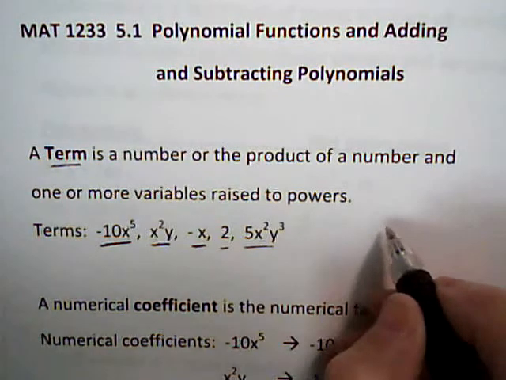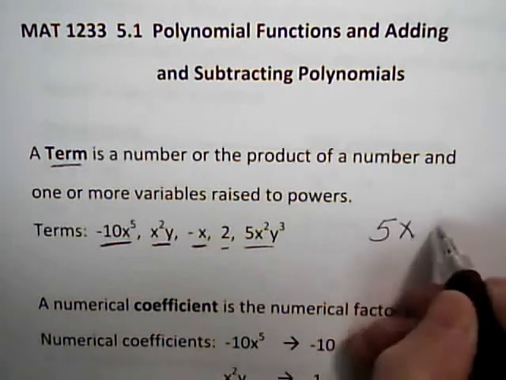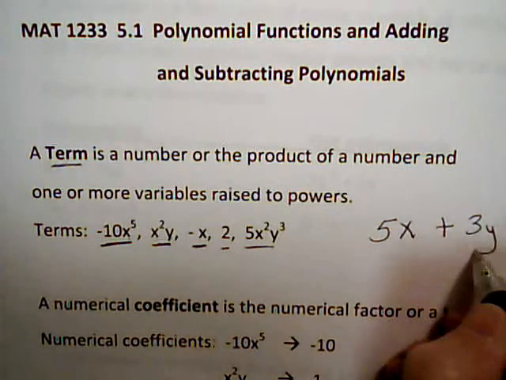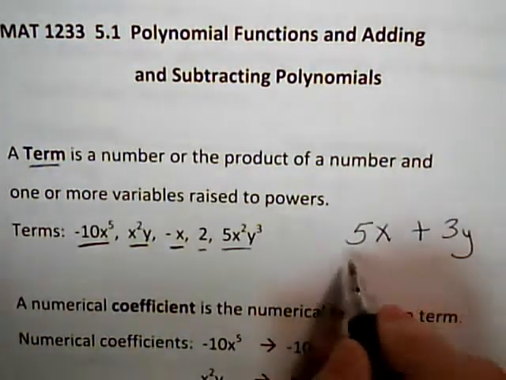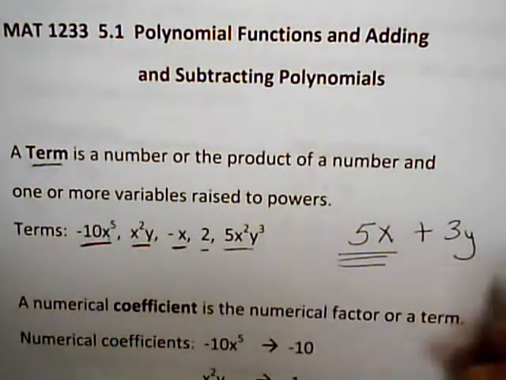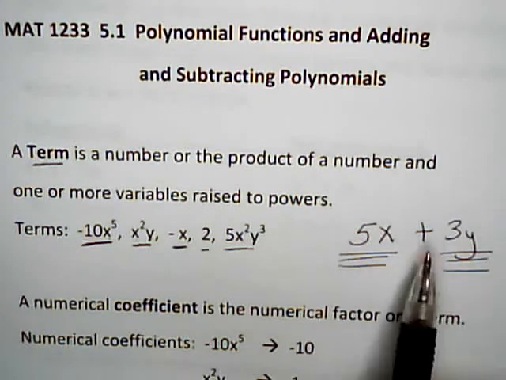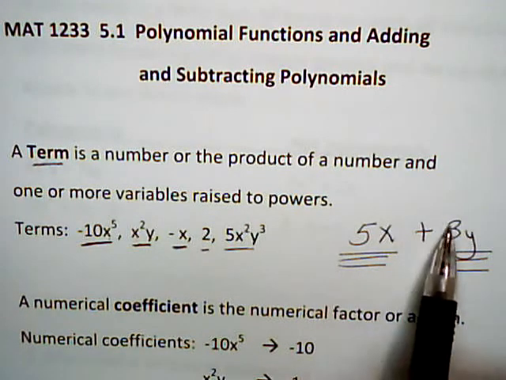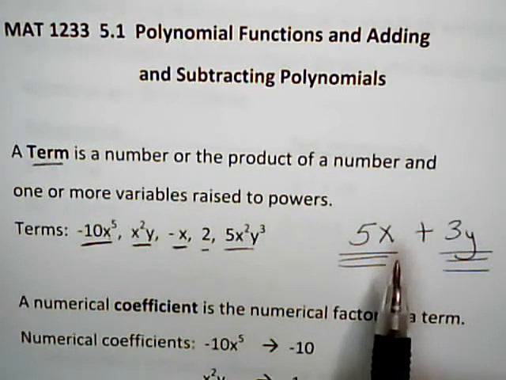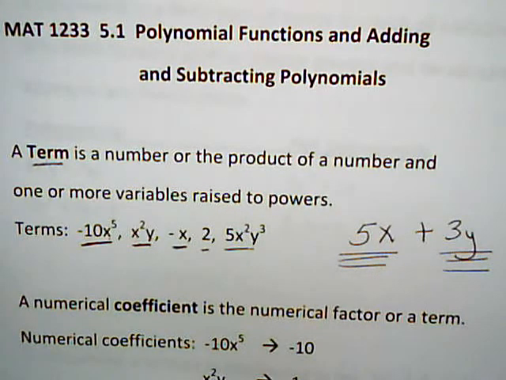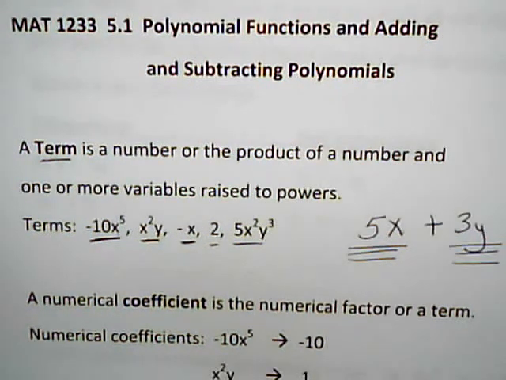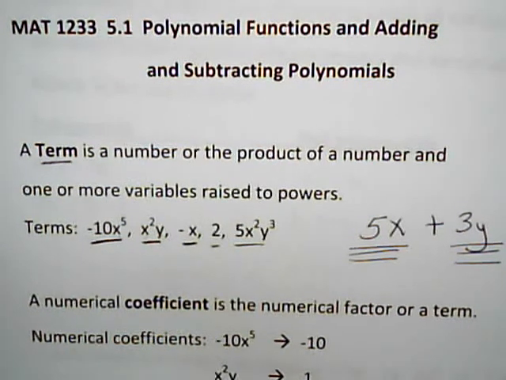Now suppose I came over and I put 5x plus 3y. Now, this is a term and this is a term. So if you'll notice, if there is a plus or minus sign between these, then you now have multiple terms. So a term is a number or a number multiplied by a variable.